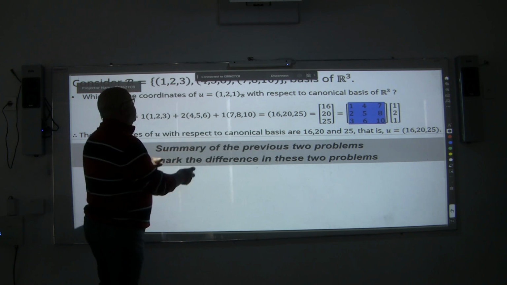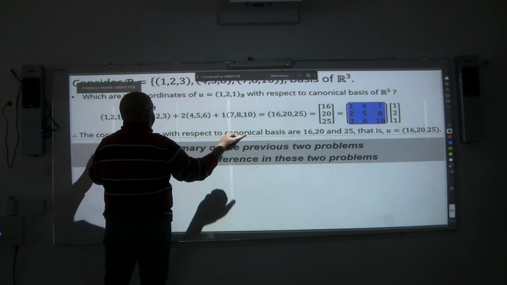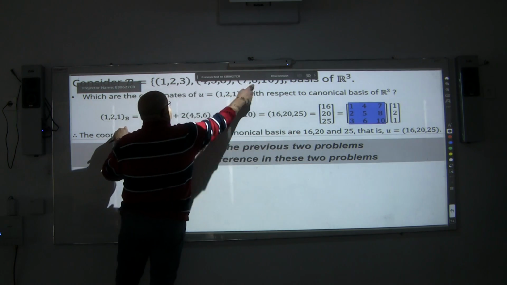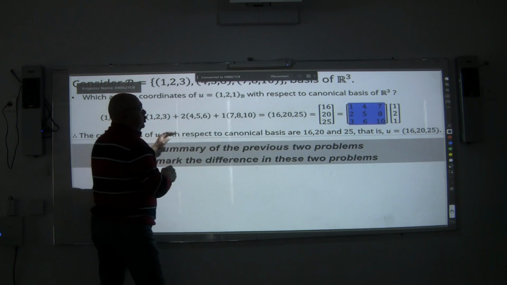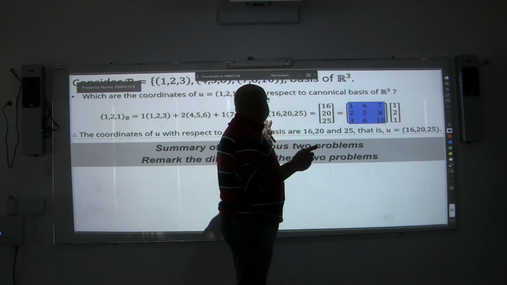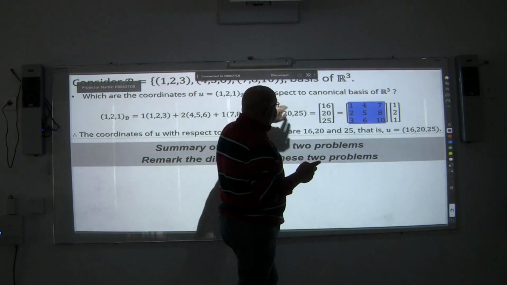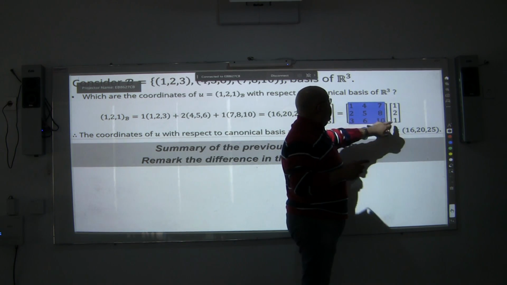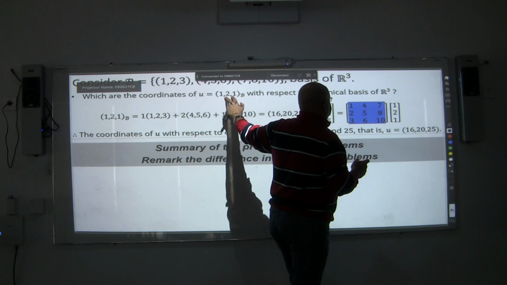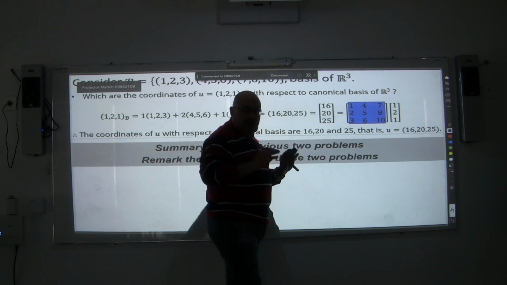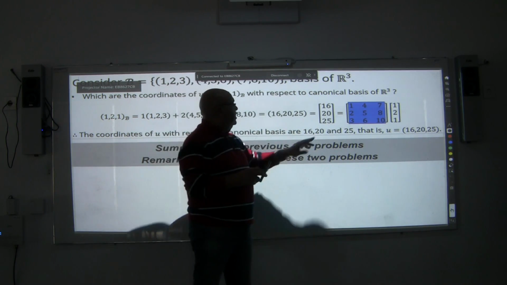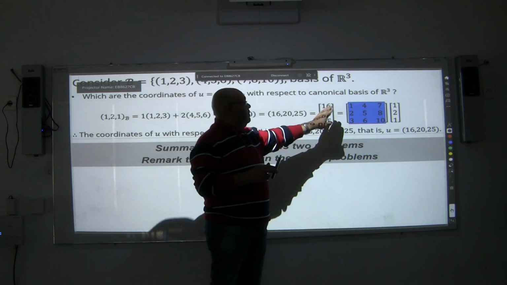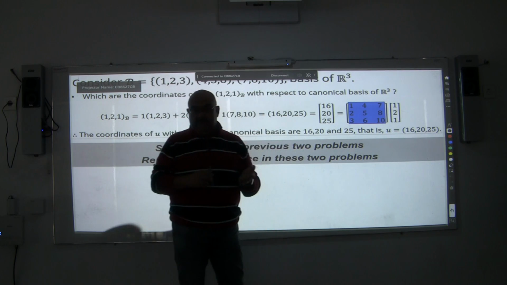So either by multiplying 1 times the first vector, 2 times the second vector, 1 times the third vector, which will develop your vector, or by taking the matrix of all three columns and multiplying it by (1, 2, 1), which are the coordinates given, I will have the vector. Either way, in the standard basis it is (16, 20, 25). Remark, this is the matrix that we develop from the basis.